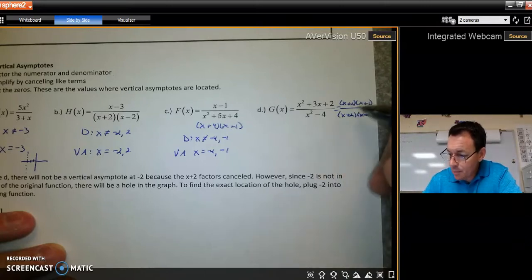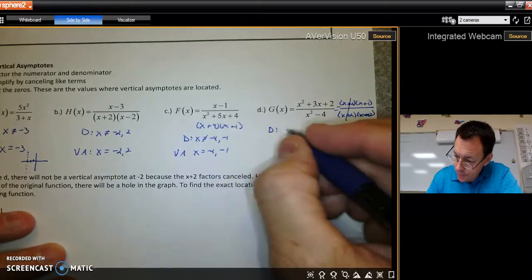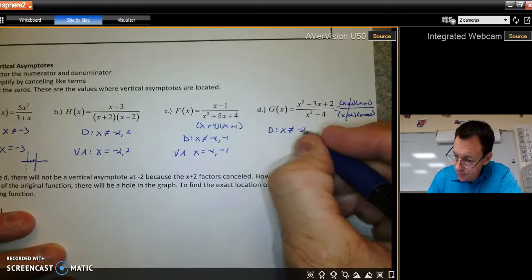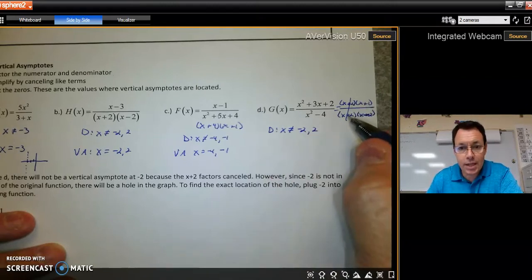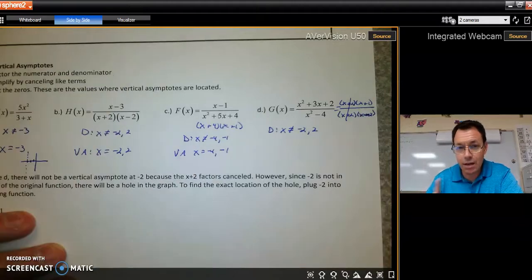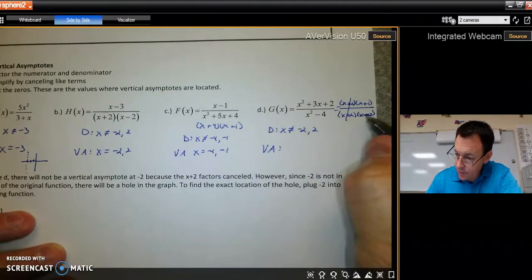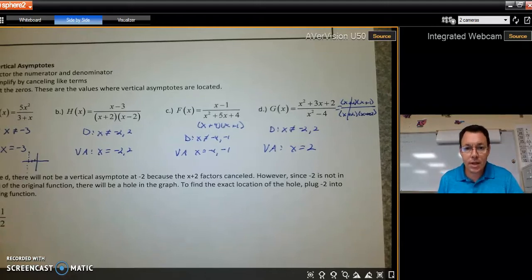Okay, but in this case, the plus 2's are going to cancel. Okay, now that's important. Now that number that canceled is still a domain restriction. So x is still not allowed to equal negative 2 and positive 2. But that negative 2 is not going to create a vertical asymptote. If it cancels out, there's not a vertical asymptote there. So there's only one vertical asymptote, at x minus 2, so x equals positive 2. And that's where our vertical asymptote is.